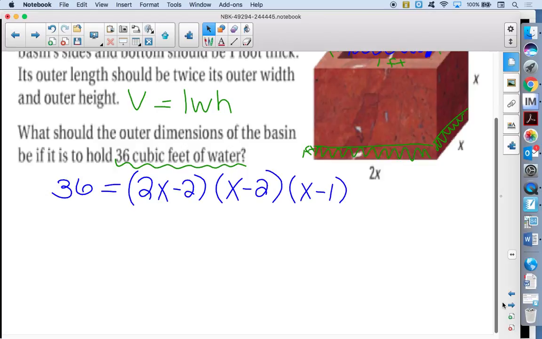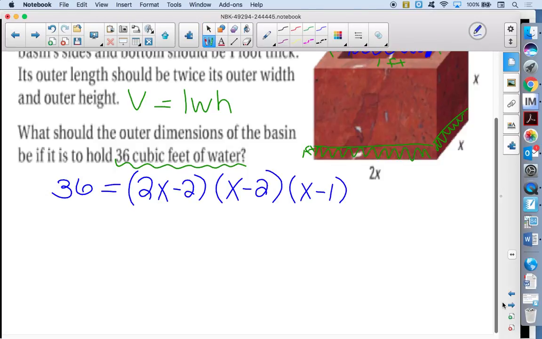So now that it's set up, how would you solve it? What do you need to do to solve it? You need to FOIL it. What should it be equal to? What number should it be equal to, if you're solving any problem using factoring? Oh, 0. Yeah. If you're going to factor, everything has to be equal to 0. So we need to FOIL this, get it equal to 0, and then factor it. So you're doing multiple things here.